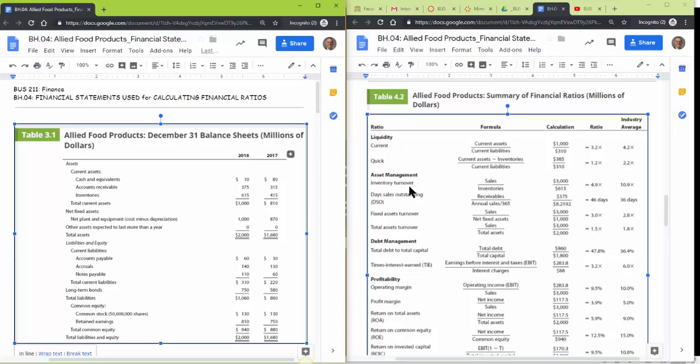The first two ratios, the inventory turnover and the days sales outstanding, address how quickly a company can generate cash from its inventory. The second two ratios indicate how profitable the assets are in generating sales. Let's examine the inventory turnover. It's calculated by sales divided by inventories.